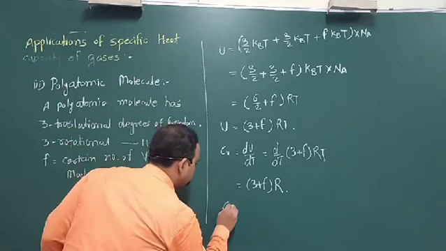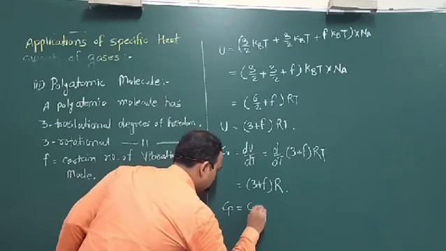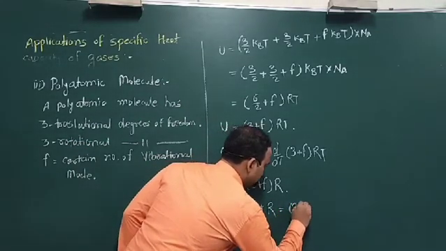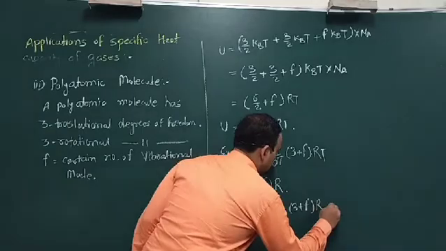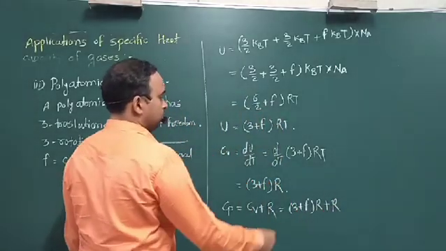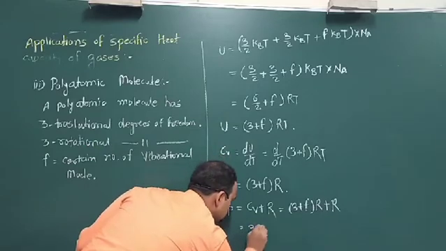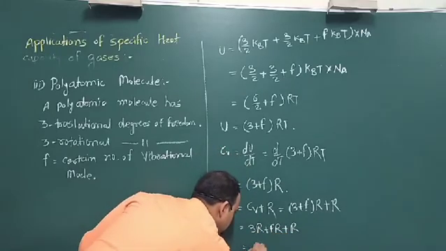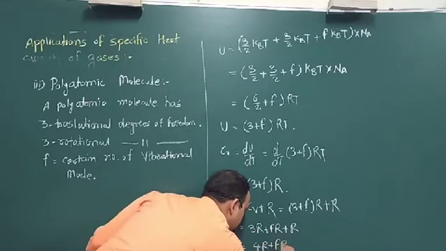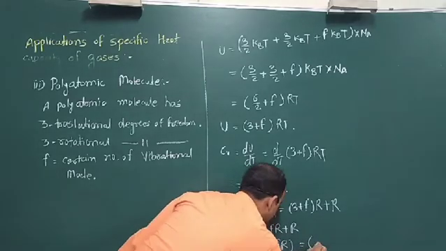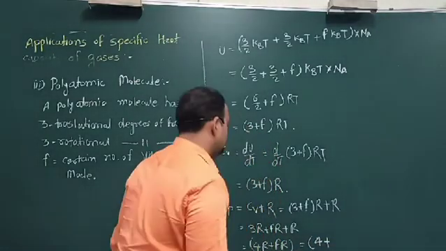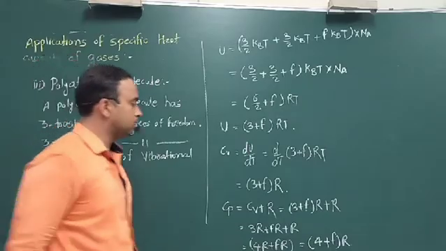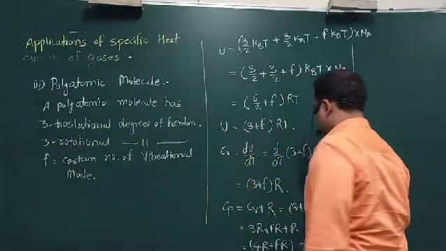So Cp is equal to R plus Cv. So substituting, 3 plus F into R, plus R. So we get 3R plus FR plus R, that is 4R plus F into R. So R take common, so we get 4 plus F into R. This is the molar specific heat at constant pressure.